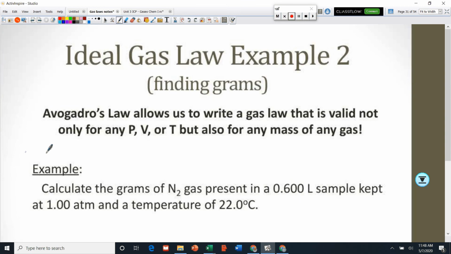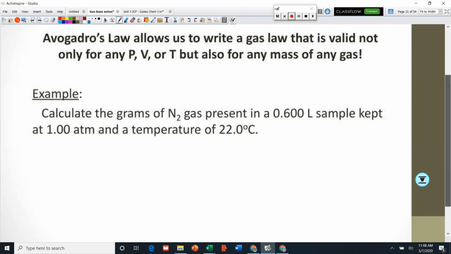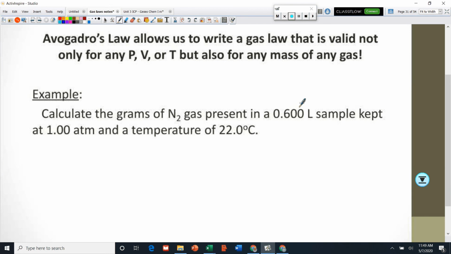All right. So what I would like for you to do is go ahead, try this one on your own. So pause the video, try to set it up, identify your givens. So this is volume, this is pressure, this is temperature. R equals 0.0821 liter atmosphere over mole K. And then set it up and solve.